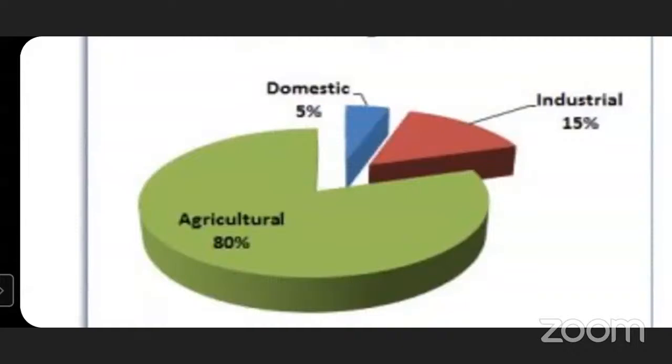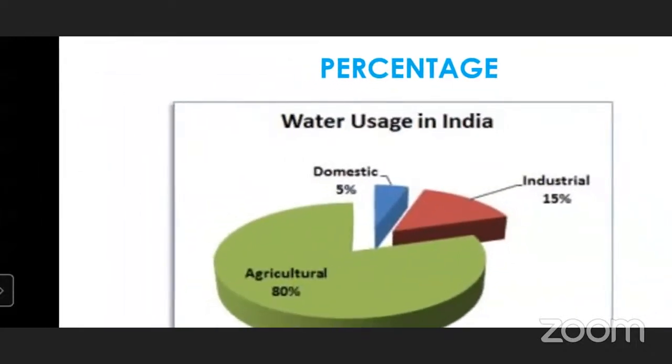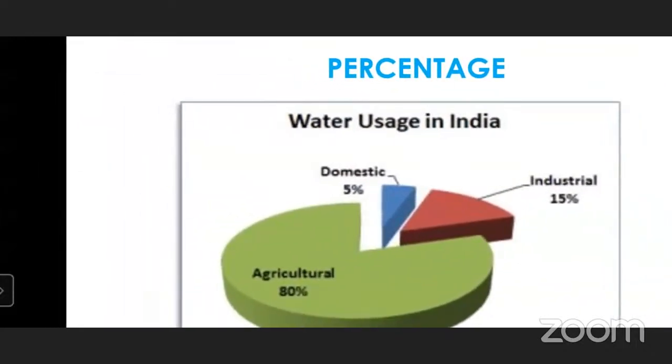See that pie chart? This is the distribution of water in India. Every country has different patterns of water use.